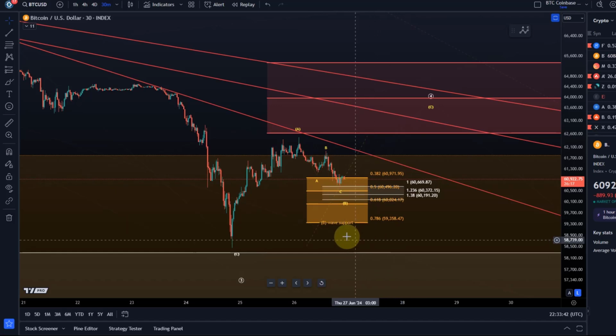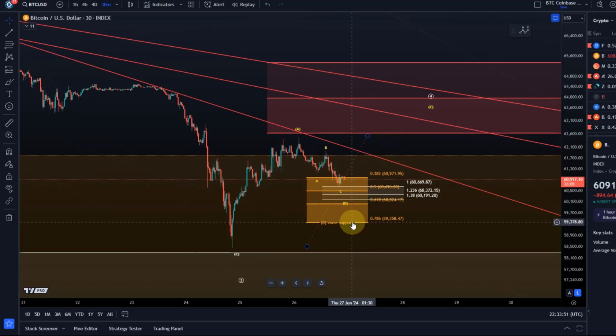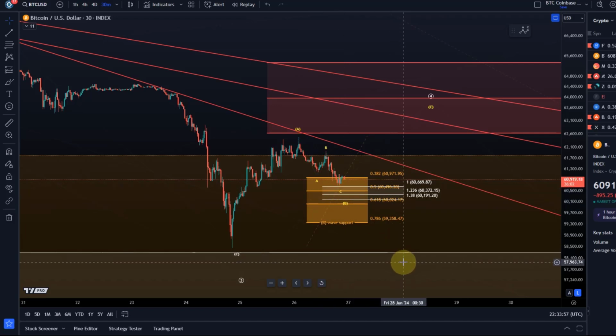59,358. In simple words, the idea that this is a corrective rally and will form a larger wave 4 is plausible as long as the price is holding above 59,358. A sustained break below that level will make it more likely that we take the direct pathway to the downside without that C wave up.